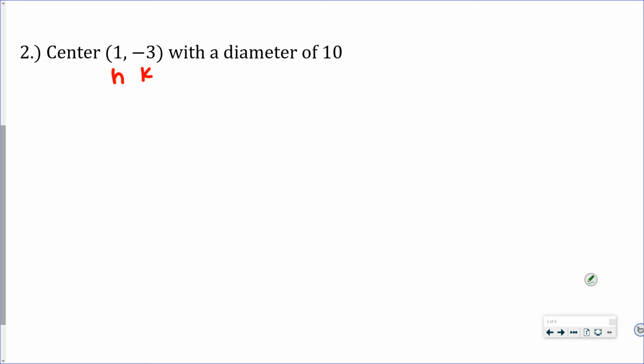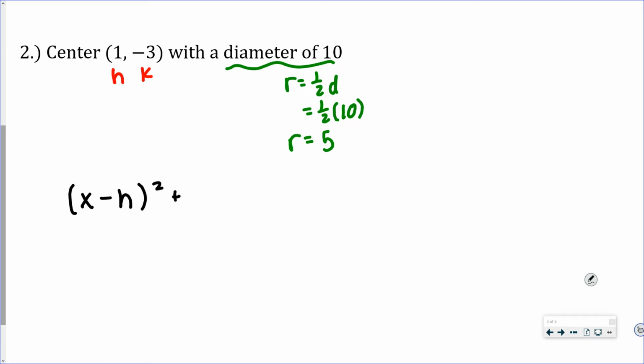But using my previous math knowledge, I know that my radius is just half of my diameter. So if the diameter is 10, what's the radius, folks? 5. So it's just a little extra step. Again, I'm thinking, all right, here's my equation. Write it down. In order to write this equation, I need h and k, and I need r. And now I have all that information. So I like to do this, just like a little template.